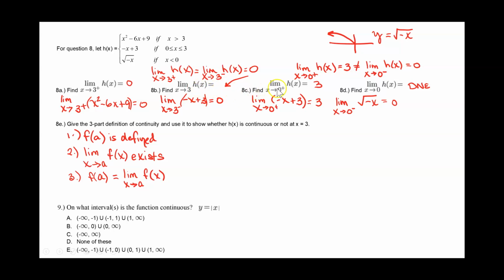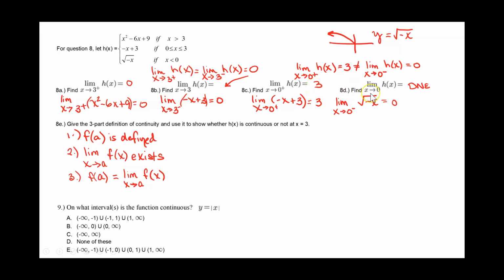All right, then they ask us to find the limit at 0. So 0 from the right are the values greater than 0. So again, that's this middle piece right here. And if I plug in 0, I'm going to get a positive 3. So the limit from the right is 3.